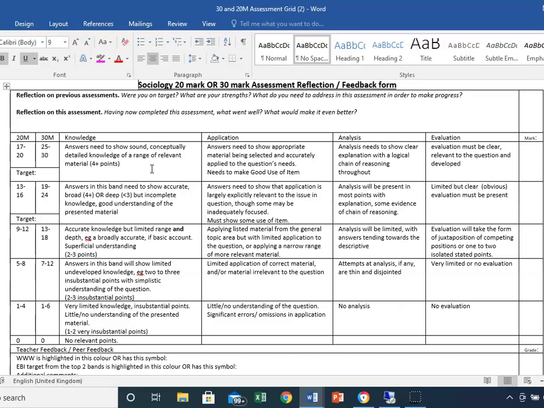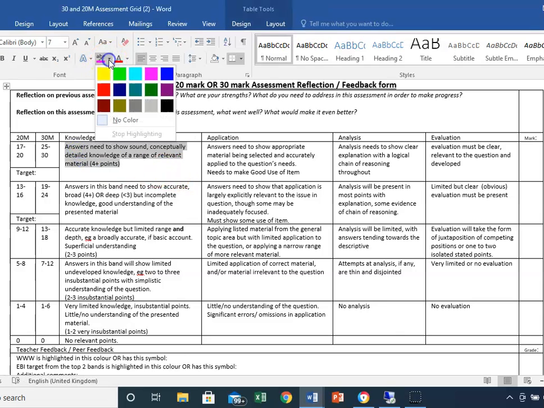Right, so it's definitely in the top 2 bands for knowledge. So is it answers need to show sound, conceptually detailed knowledge on a range of relevant material? Or is it answers in this band need to show accurate, broad, 4 or more, or deep, but incomplete knowledge? I think it's definitely in that top band. Okay, it's got a real wide range of points, and they are all mostly developed and explained in quite a lot of depth. So it's quite high in that area.